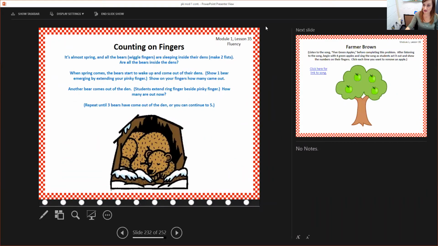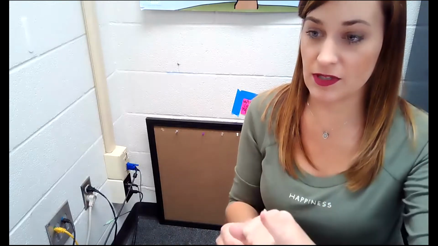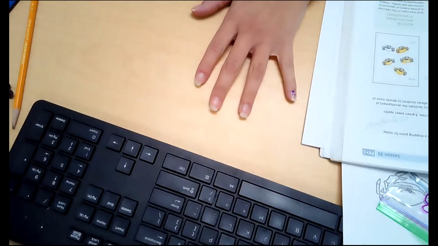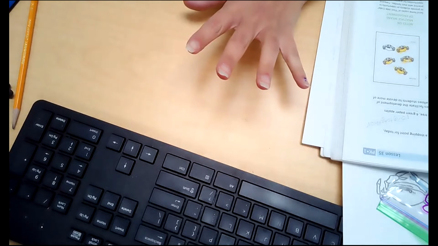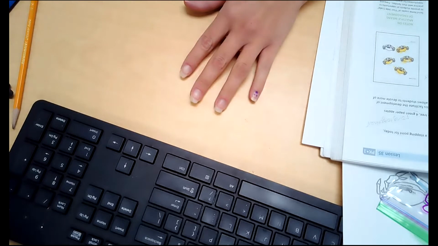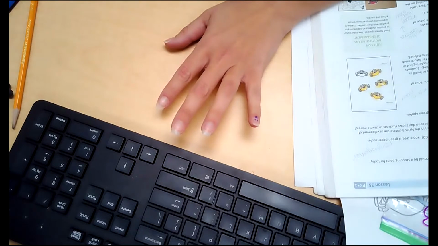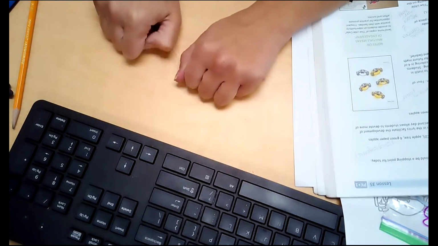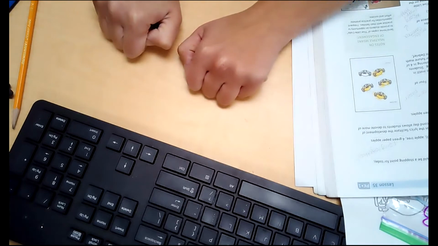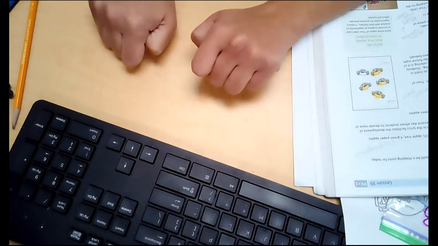So you should have in your little bag a sticker to put on your left hand. That's what I have this on my pinky for. So we're going to pretend like these are bears. It's almost spring and all of our bears are sleeping inside of their dens. Okay. We are going to pretend like all of them are sleeping. So both fists. And we are going to bring them out one at a time. So right now, are they all sleeping? Yes, they're all inside of their dens.